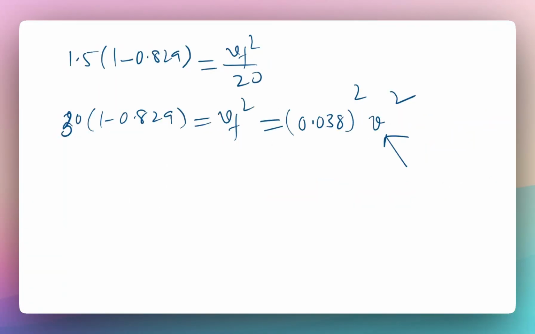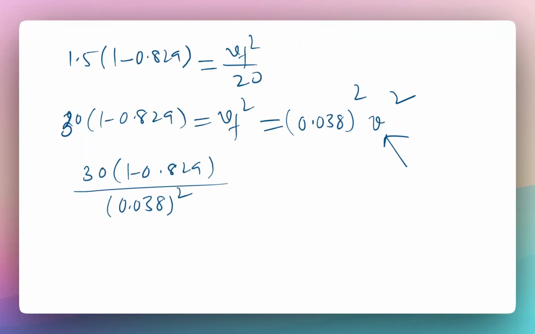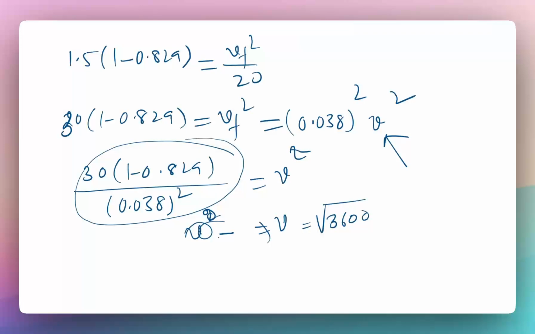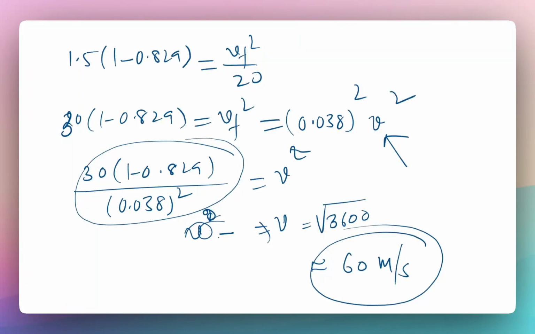So we are going to take everything on the other side. 30 minus 1.829 divided by 0.038 whole square, and that's V square, right? And roughly when you do this calculation, right, my V is actually going to be equal to root under approximately 3600, right? So when you do that, you get 3600 something, which means my V is around 60 meter per second. Okay, and that's how we solve this question.